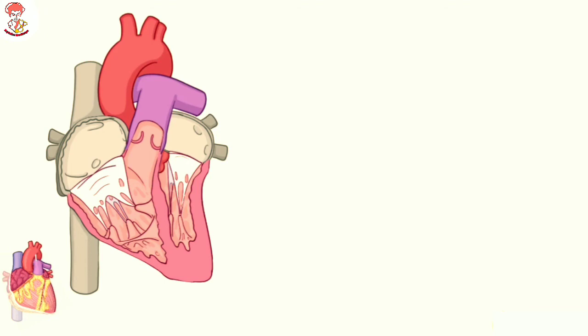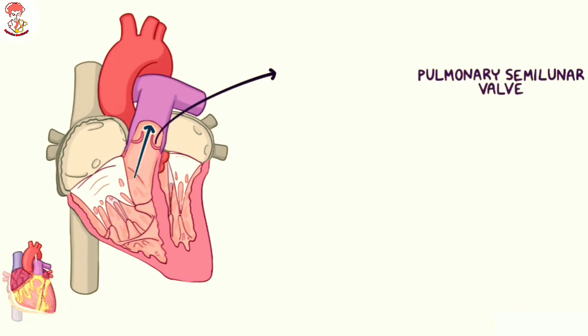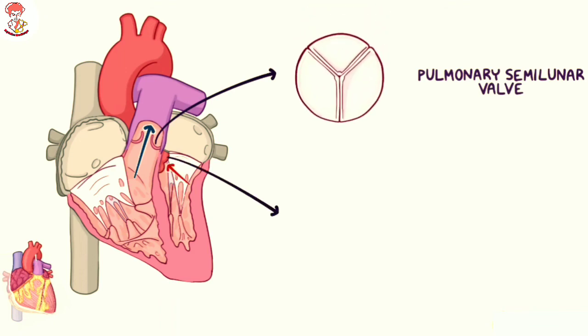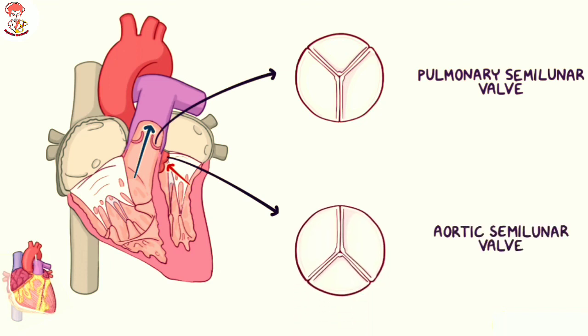Now that we are done with the heart chambers, we will look at the pulmonary trunk and aorta. Blood flows from the right ventricle to the pulmonary trunk via the pulmonary semilunar valve, while blood flows from the left ventricle to the ascending aorta via the aortic semilunar valve. These valves have three cusps, each called a semilunar cusp. The pulmonary valve has anterior, right, and left cusps, while the aortic valve has posterior, right, and left cusps.